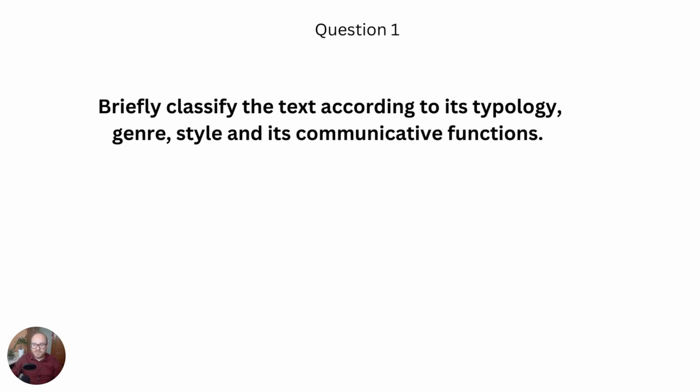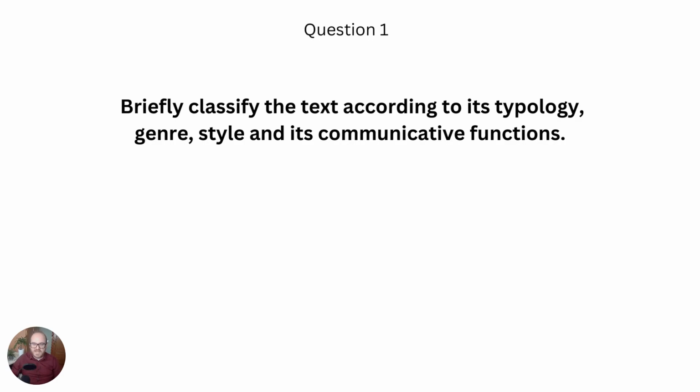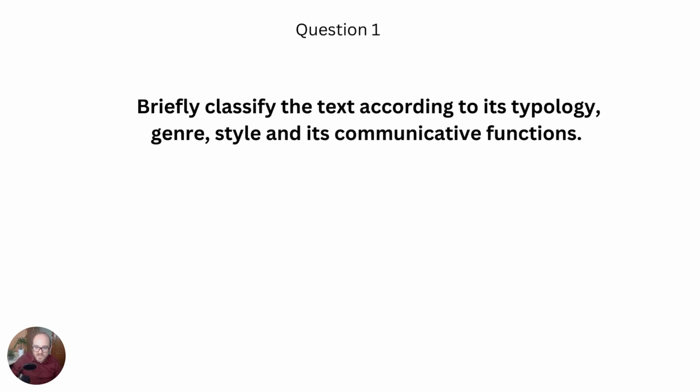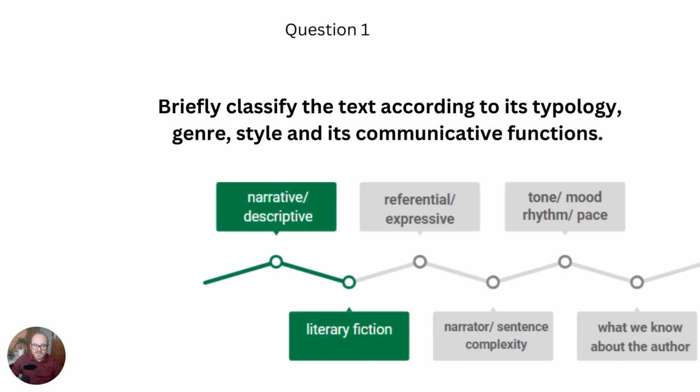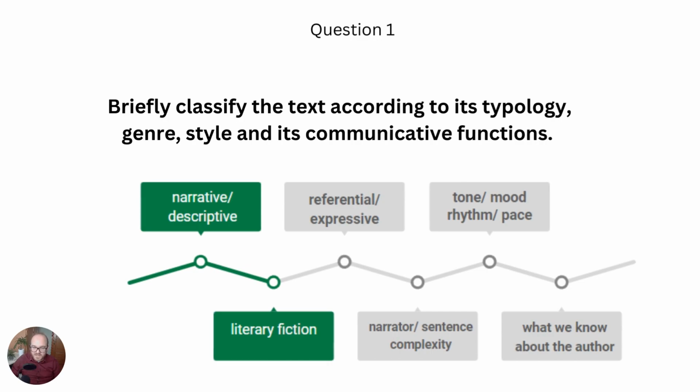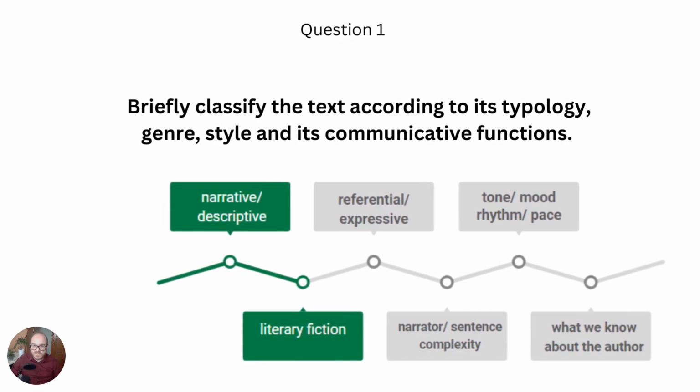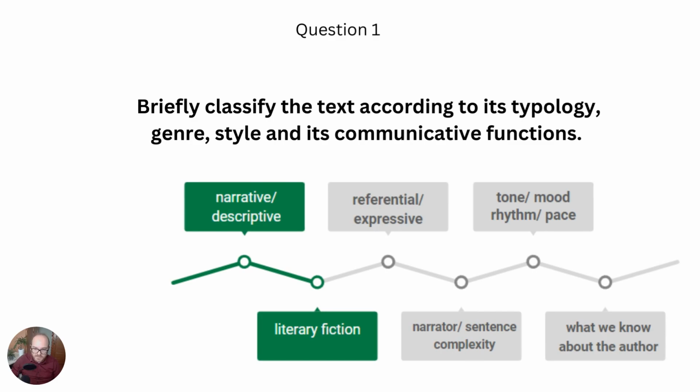And here we have the question. Briefly classify the text according to its typology, genre, style, and its communicative functions. This text can be classified as a narrative text, as it tells a story and describes the interactions and relationships between characters. It is also descriptive in nature, as it provides detailed descriptions of characters, settings, and emotions. The genre of this text can be considered as literary fiction, as it focuses on character development and explores themes of relationships, self-discovery, and mental health.